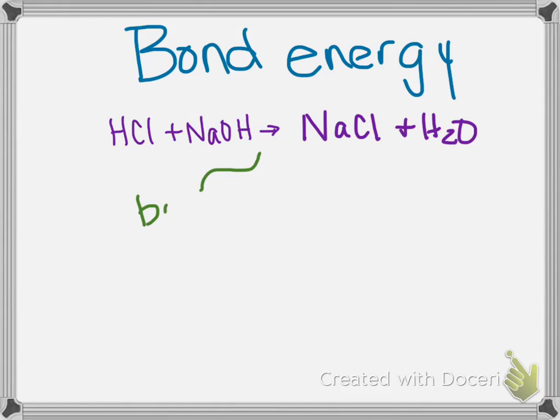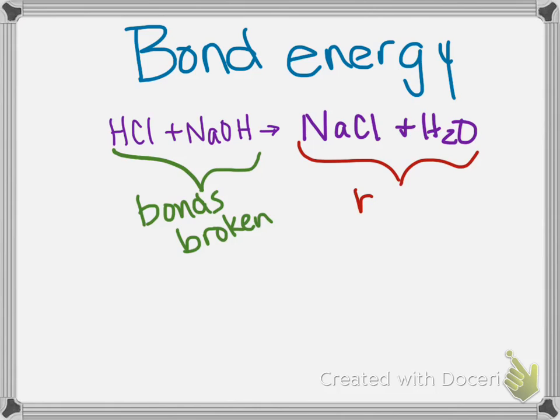Two things you need to know are that bonds are broken in your reactants, and then bonds are formed in your products. And that's how a reaction actually happens. We break the bonds and then we form the bonds.